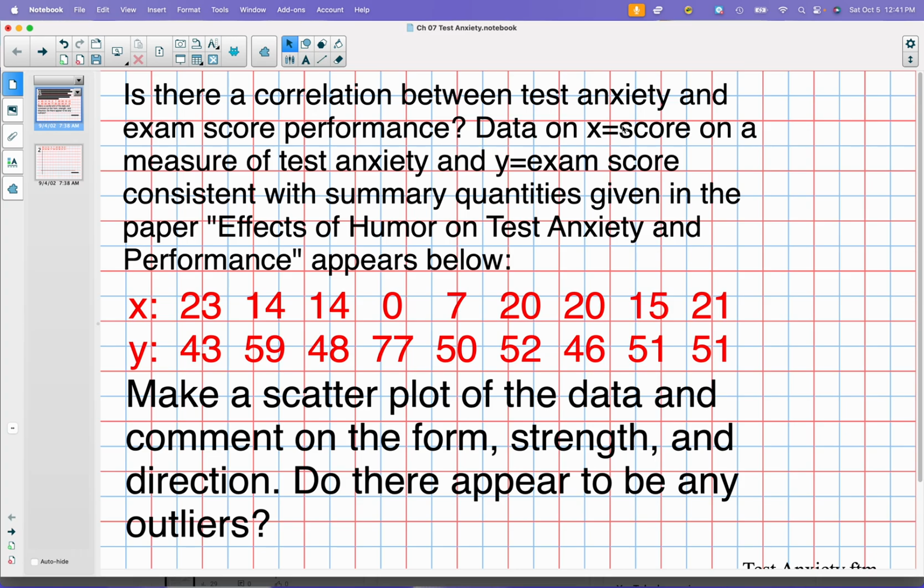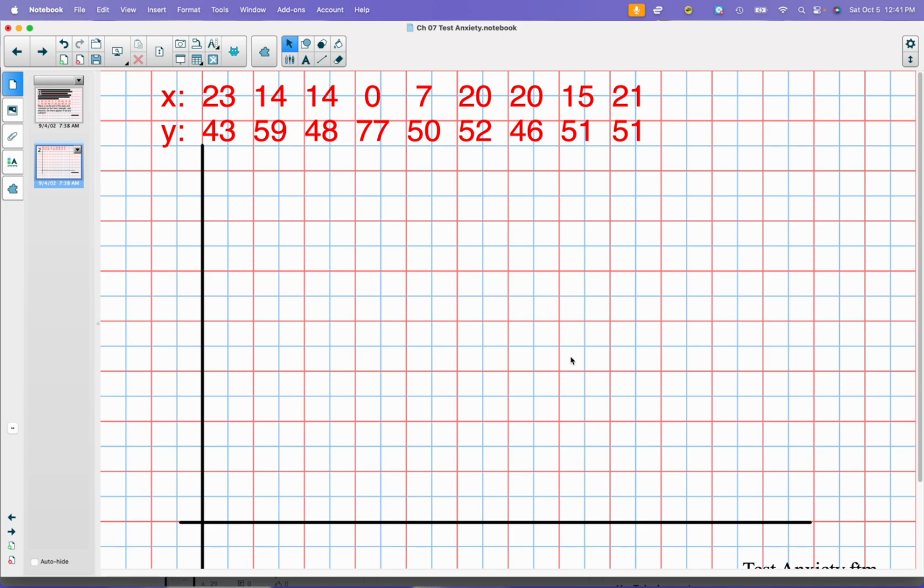So we don't really know what study took place or what experiment they may have done. It obviously involved humor, and how that perhaps could help test anxiety. So what we're going to do is make a scatter plot of the data, and then we're going to comment on the form, strength, and direction, and then look to see if there appears to be any outliers. So let's talk about what that's going to look like. So you all should have this graph.